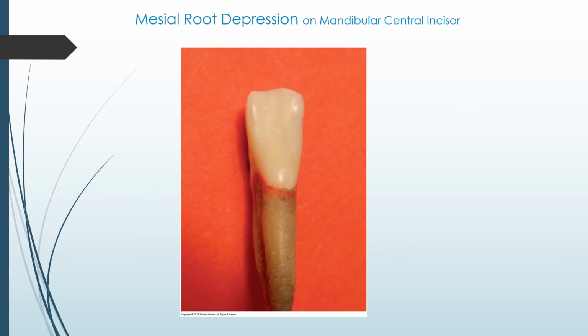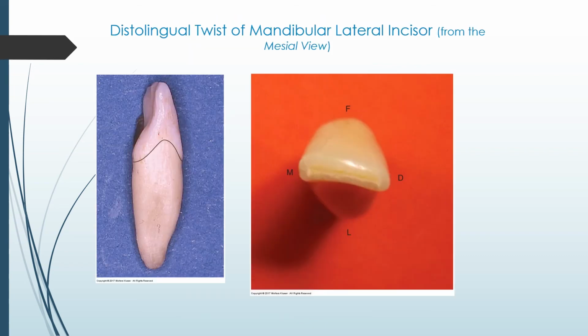Another important identifying feature is that there is a mesial longitudinal root depression, which can be seen here. So this is a mesial longitudinal root depression which is found on the mandibular central incisor. It has root depressions on both the mesial aspect of the root and the distal aspect, but on the mesial aspect it is much more pronounced.